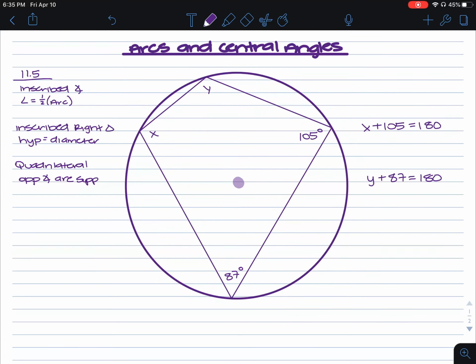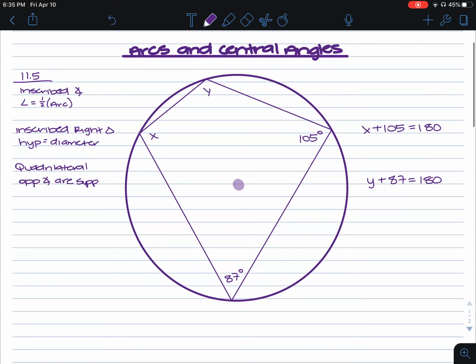Okay, well, I know how to solve for x and y. Subtract some stuff over, right? In the first one, I can subtract 105 from 180. I get x equals 75 degrees. Okay, so instead of this x here, I get 75 degrees. And then if I look at y plus 87 equals 180, subtract that 87 over, I should get y to be 93 degrees. So y here should be 93 degrees.